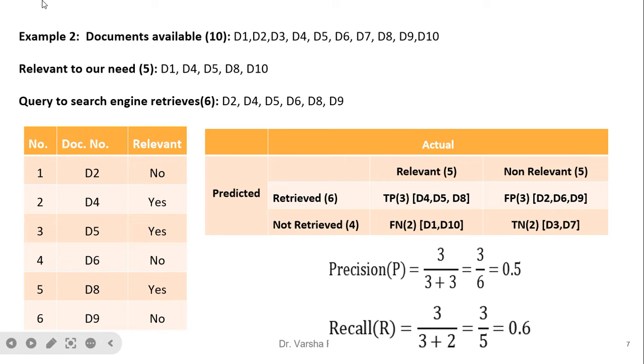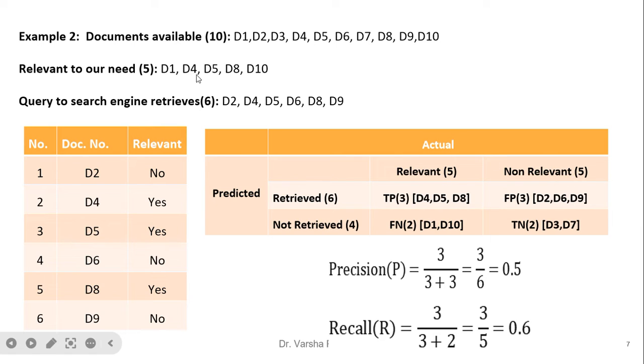Now see example 2. Total 10 documents are there. Relevant to our need are 5. That is, for a particular query, 5 documents are relevant. So total 10 documents are there. For a given query, 5 are relevant, 5 are non-relevant.